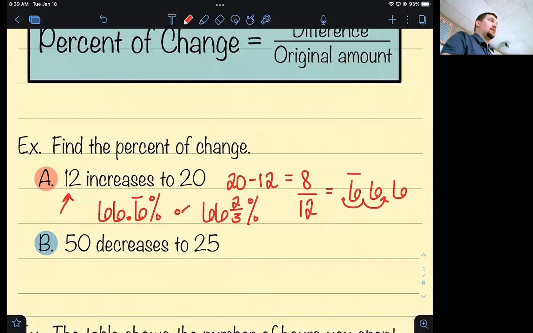66 and 2/3 is a lot bigger than 66 and 2/3 percent because that means it's out of 100.